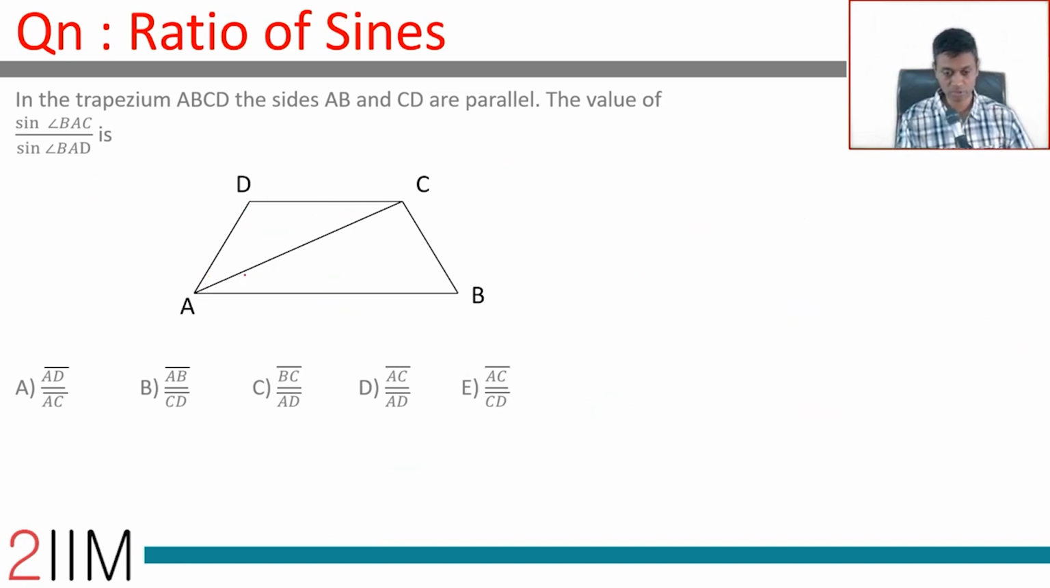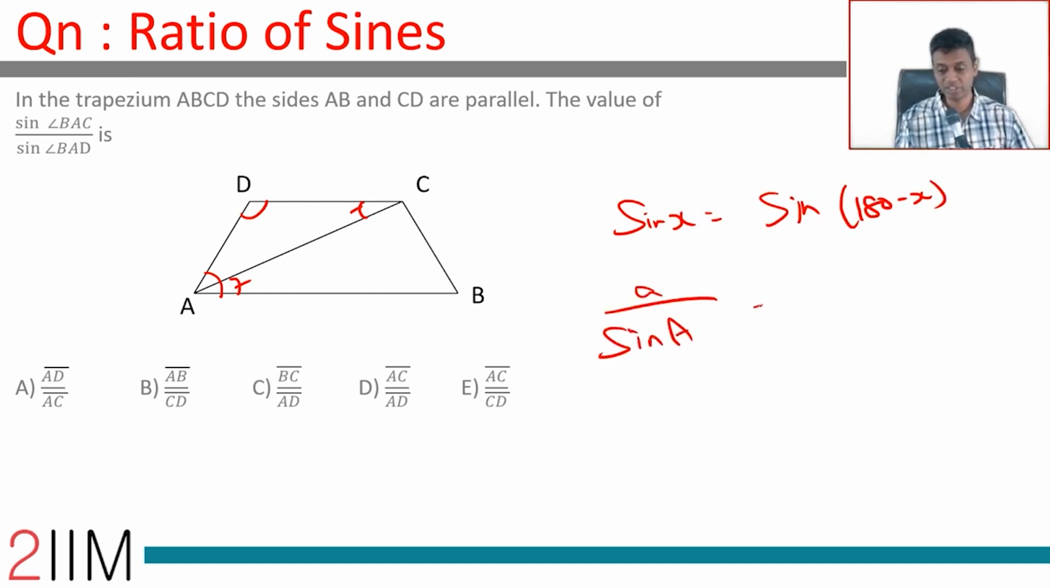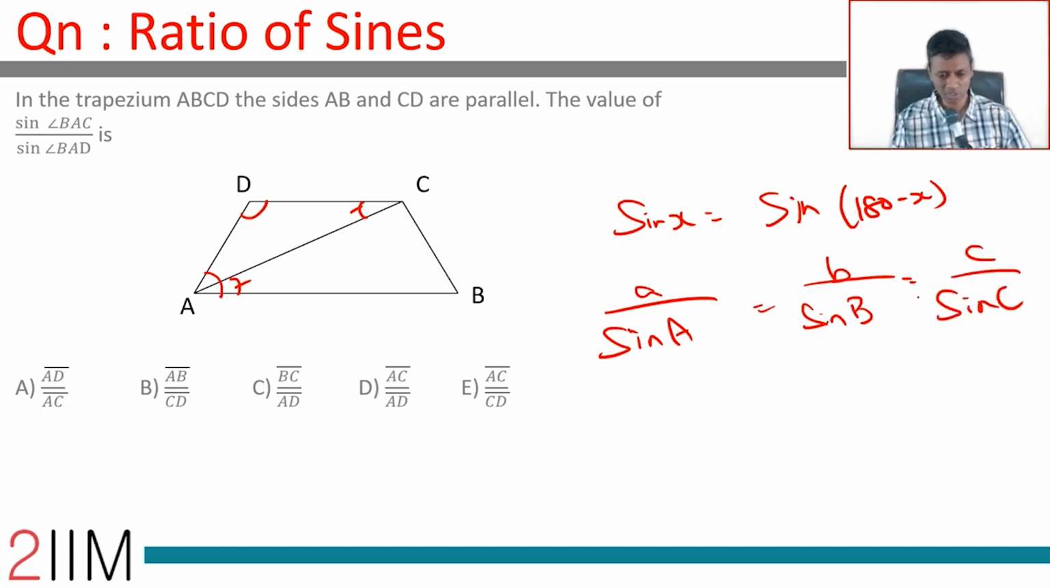So make sure that you know this is equal to this, and that this whole angle and this angle are supplementary, and sine x equals sine of 180 minus x. Beyond this, in any triangle, A by sine A equals B by sine B equals C by sine C. Sine rule and some parallel line, alternate interior angles, co-interior angles ideas, and we are through. Once again, tough question, not at all easy.